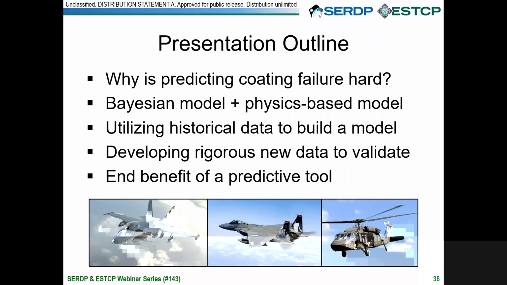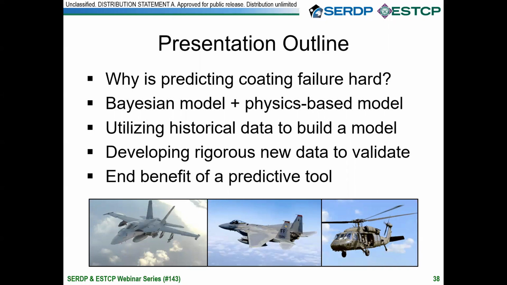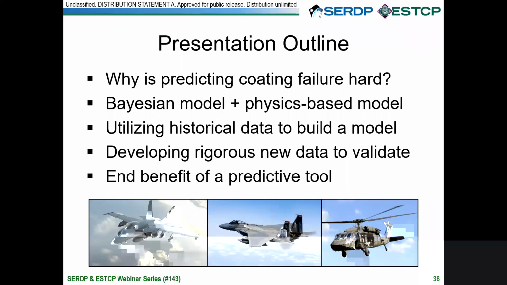During this talk, I hope to share with you a little background about why coating failure is a complex system, examples of how we're integrating a Bayesian model with a physics-based modeling approach to better understand and predict coating lifetime and performance, how we're leveraging large historical data sets to build the framework of our model, the way in which we're validating our model against new rigorous data sets, and finally leave you with a possible end benefit that this scientific understanding could bring to the DoD.